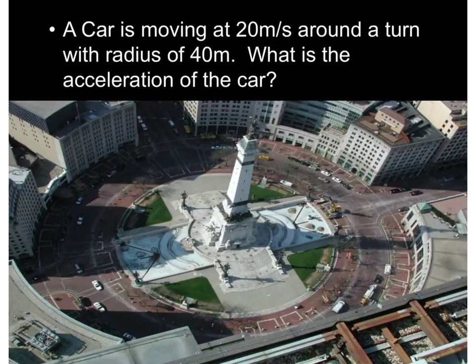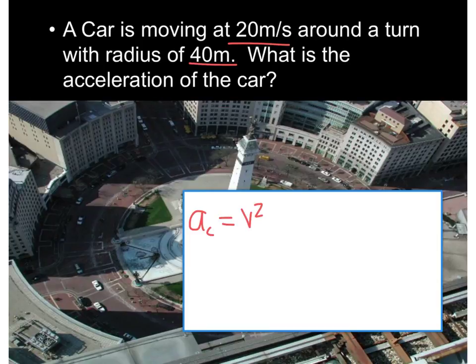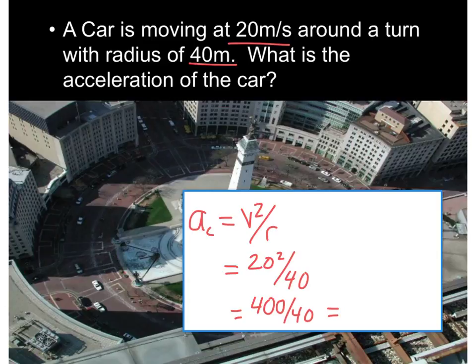Let's do a quick sample problem. It says that a car is moving at 20 meters per second around a turn with a radius of 40 meters. Let's use our newly developed equation. Centripetal acceleration, again, acceleration going around a circle, is v squared over r. The velocity in this problem is 20. So that's 20 squared over 40, which is 400 over 40. The acceleration of this car would be 10 meters per second squared.